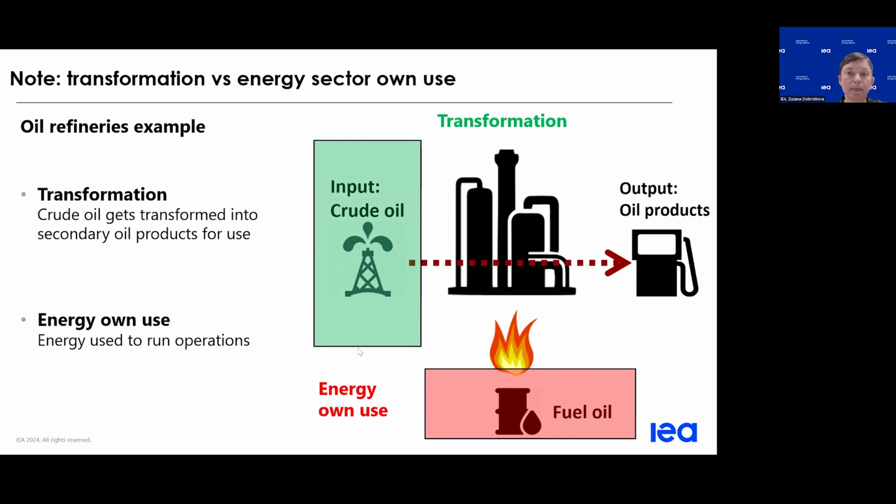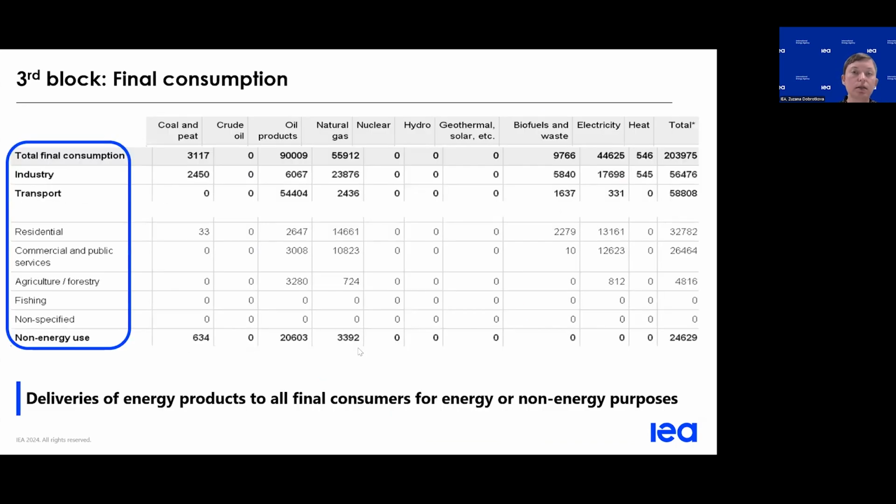Now, the last block is the block of final consumption. So final consumption is when energy products are consumed in different final sectors. The three very large categories are industry, transport, and then consumption mostly in buildings, such as residential, commercial, and public sectors. And then also some consumption in agriculture, forestry, fishing, etc.